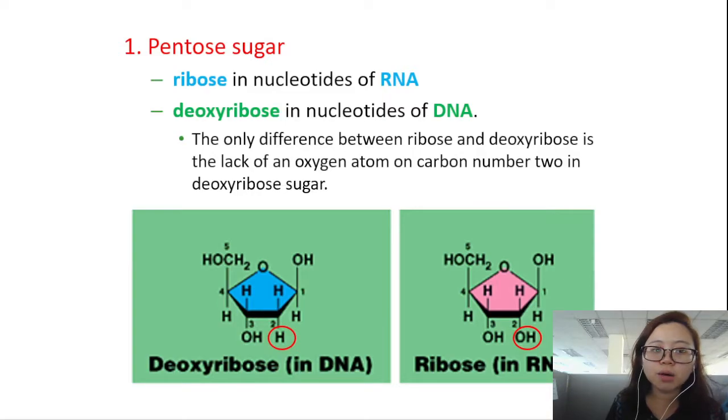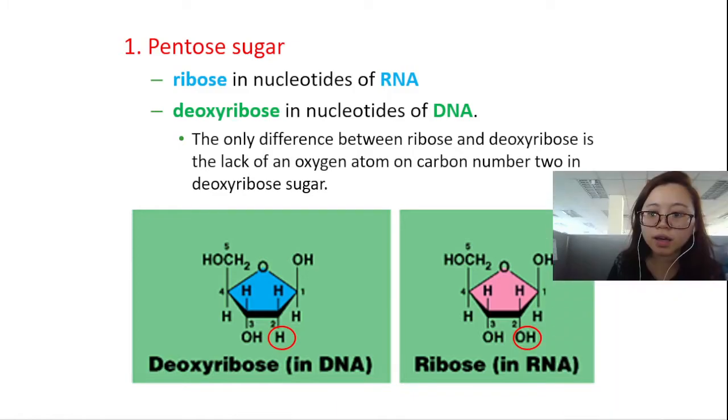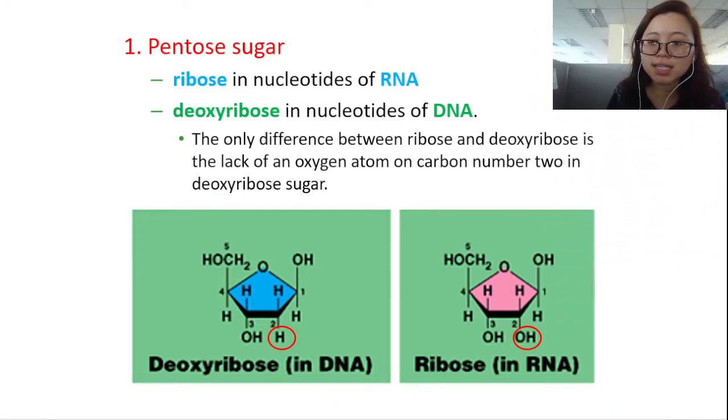We'll first talk about the pentose sugar. There are two types of pentose sugar that you can find in your nucleic acid. The first is ribose, which is found in RNA. As you can see from the structure here, pentose means it has 5 carbon. So carbon 1, 2, 3, 4, 5. And what you can see at the second carbon, it has OH group. So there is oxygen, hydroxyl over here.